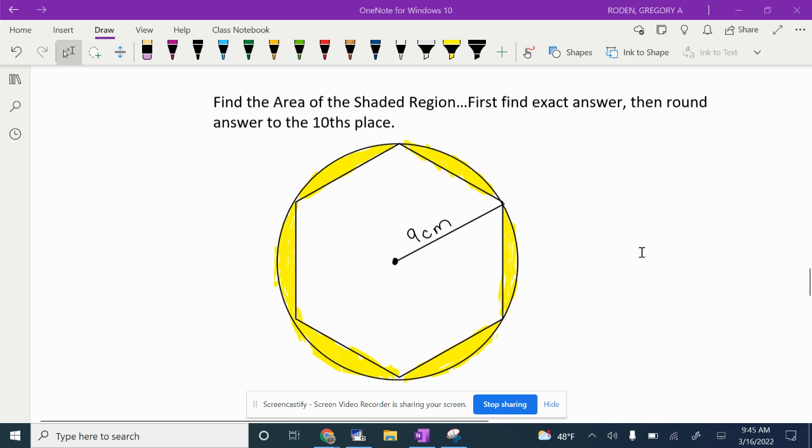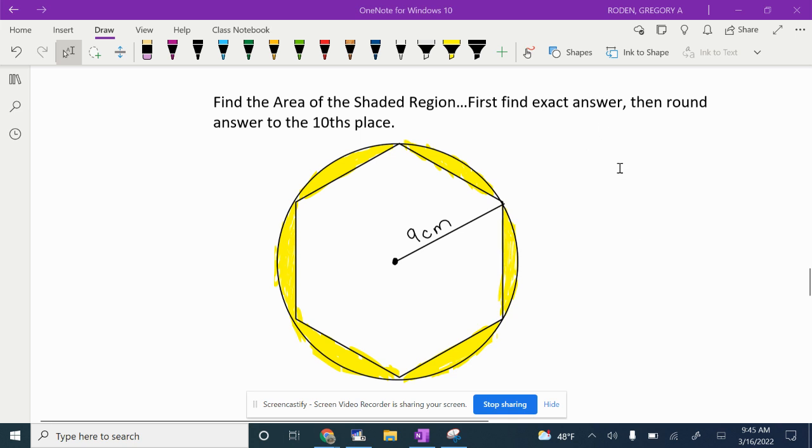So here's what I want you guys to do. I want you to see if you can find the area of the shaded region. So I want you to see if you can take this on. Your job is to find the area of the shaded region. Now, I want two different things. I want the exact answer.